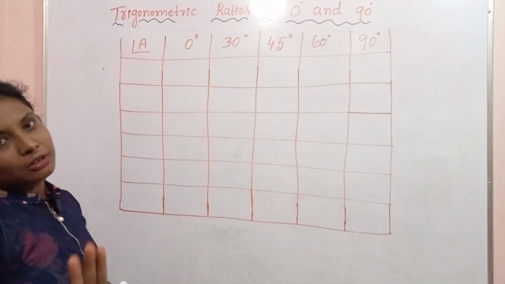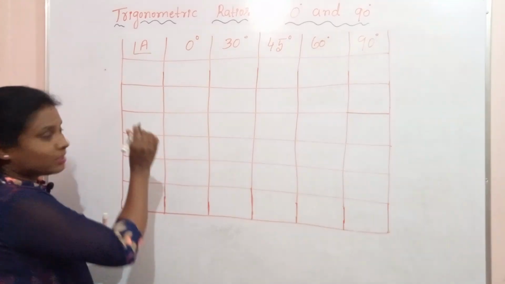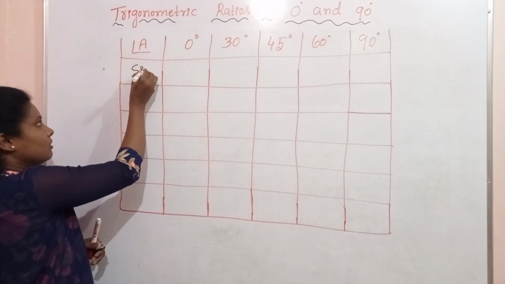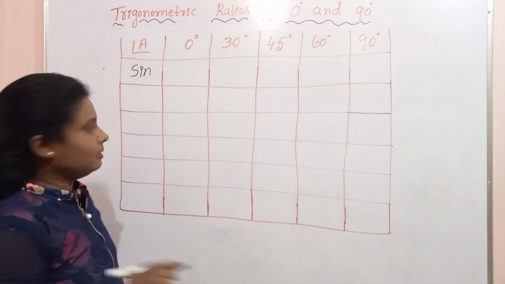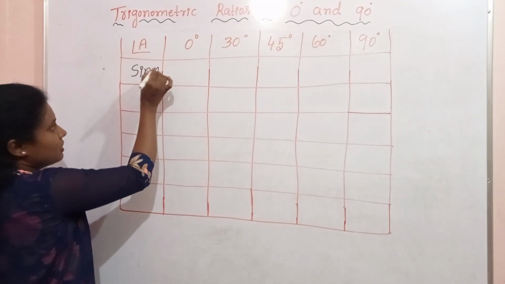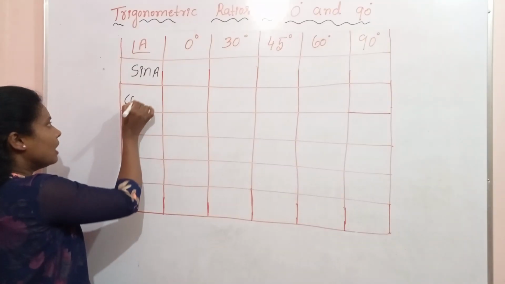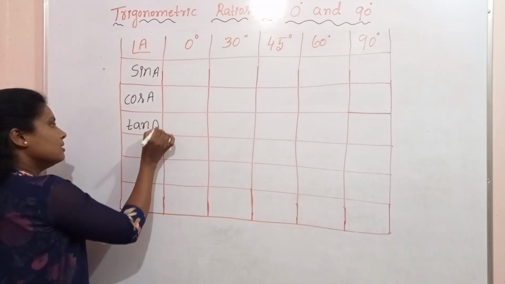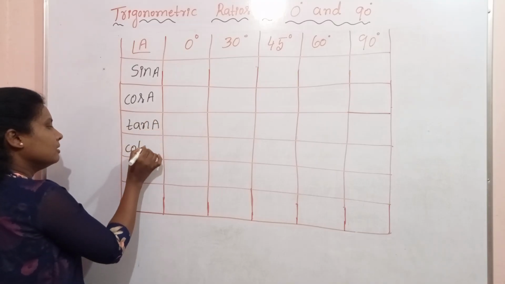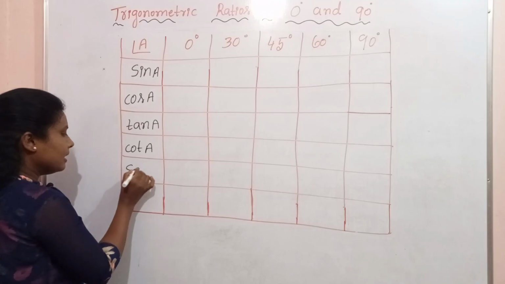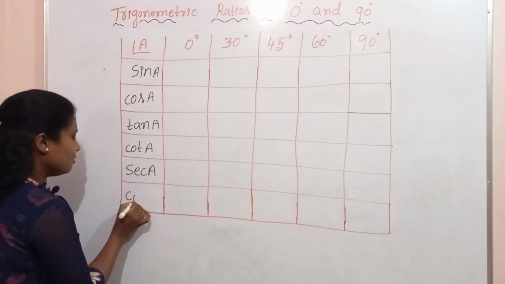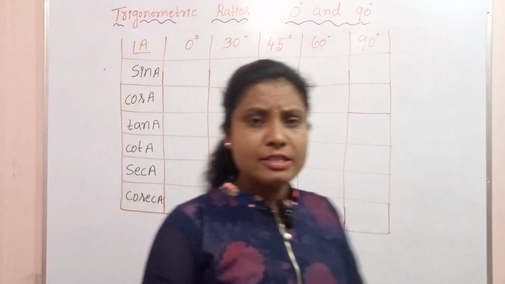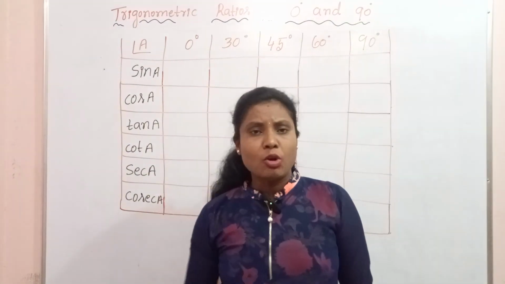So we need to follow this order. First of all, to write the trigonometric ratios, you have to follow this order only, then only it is applicable. It is easy. First you have to write sin A, afterwards cos A, tan A, cot A, secant A and cosecant or cosec A. So A means angle, or else instead of A you can write theta, no problem.